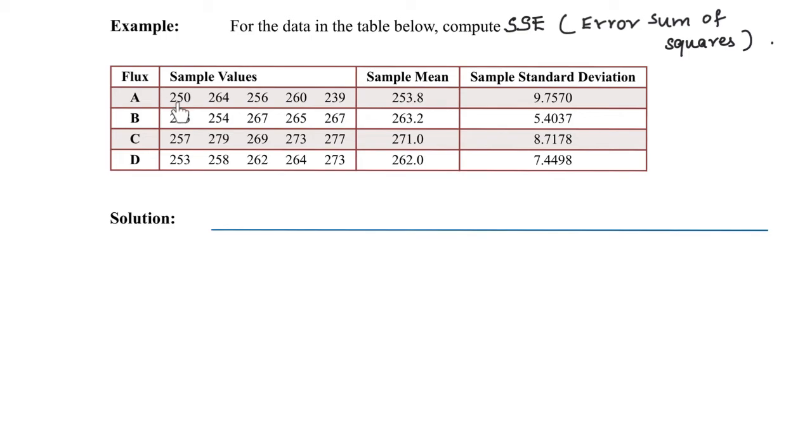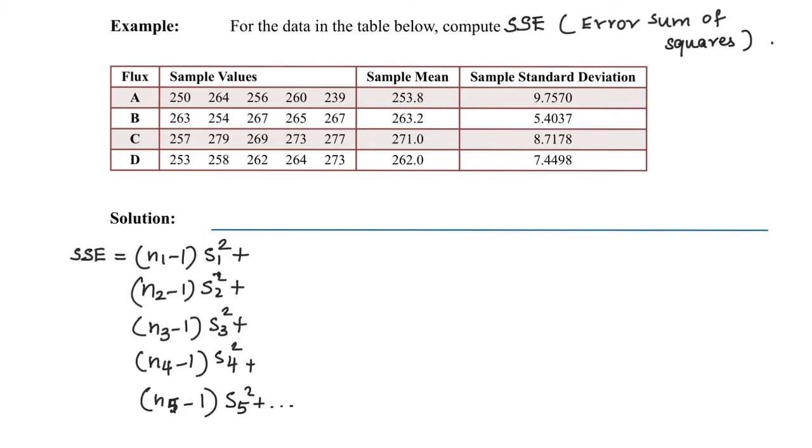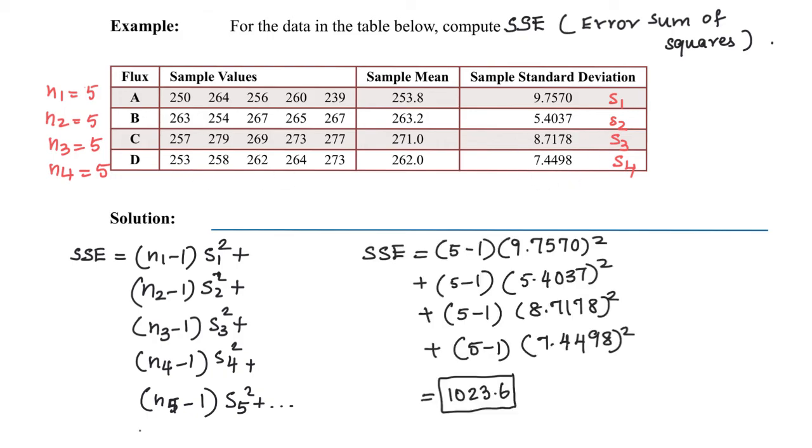So we need the sample size. For each sample, the sample size is 5, and the standard deviation is given here. SSE will be n1 minus 1 times the square of the standard deviation. So 5 minus 1, that is 4, times the square of this number, again 4 times the square of this number, plus 4 times the square of this number, plus 4 times the square of this number. Then use the calculator and you can find that SSE is 1023.6. SSE means error sum of squares.